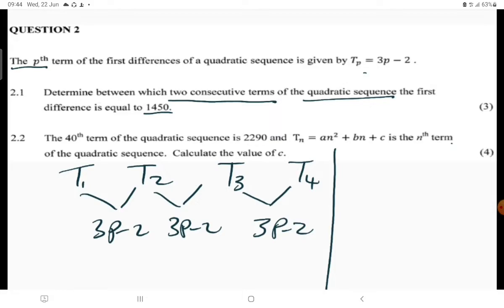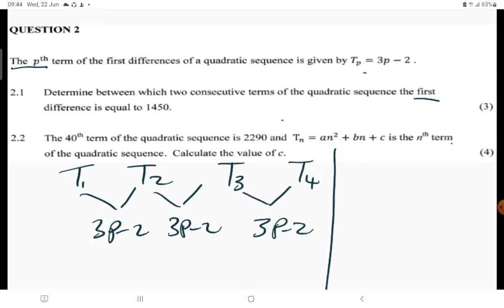Between which two consecutive terms, which means they are looking for the values of n, the positions, the consecutive positions where the first difference of those two terms will give us 1450. Between which two consecutive terms, which means we are looking for these positions that are going to give us the difference of 1450.